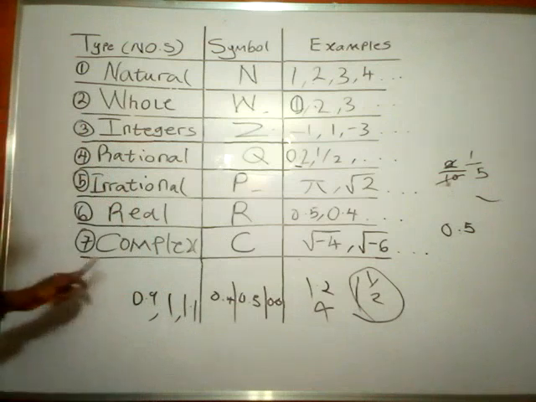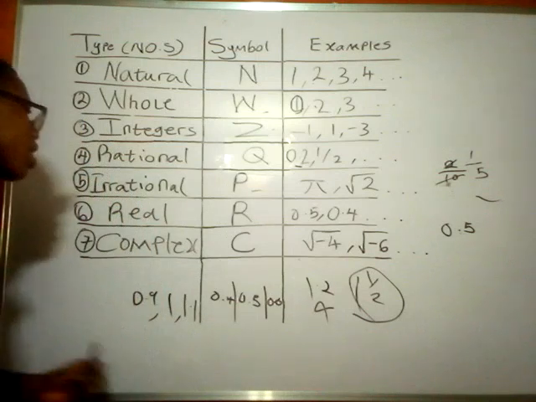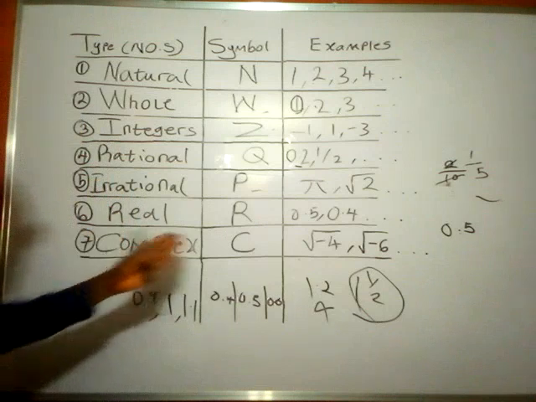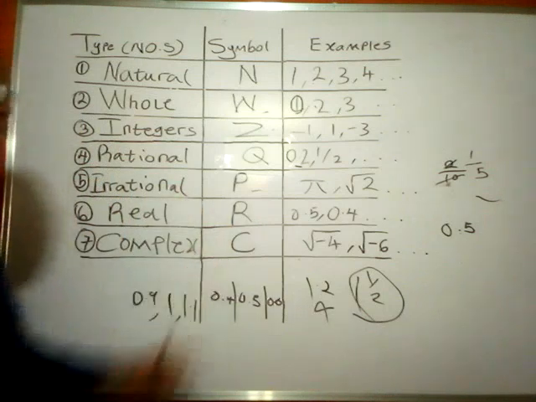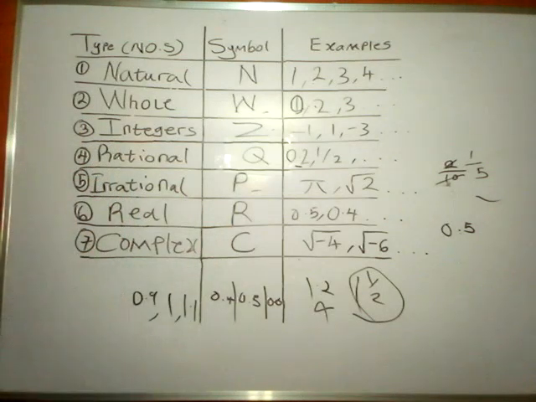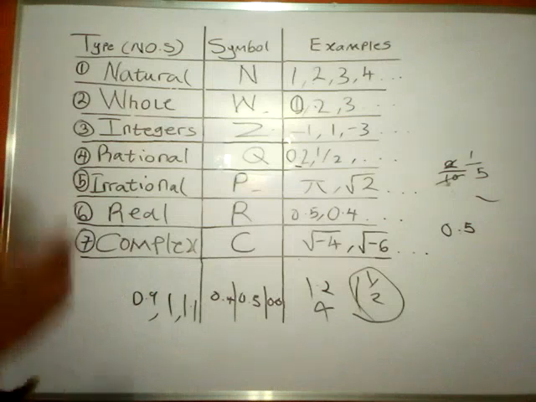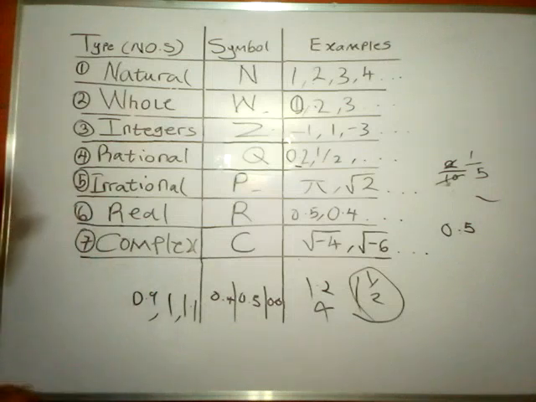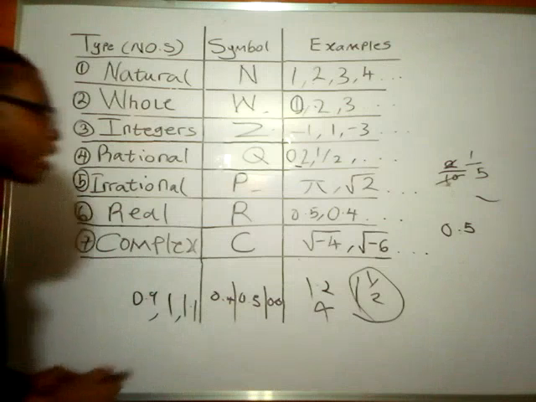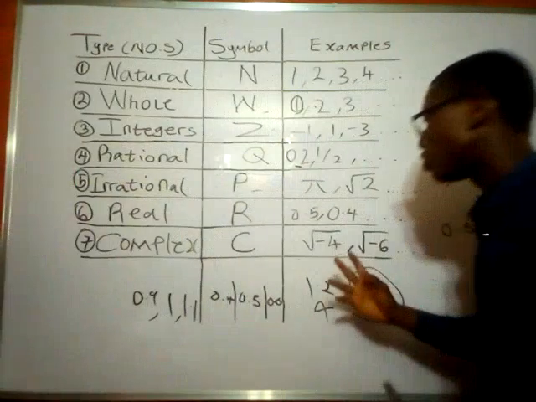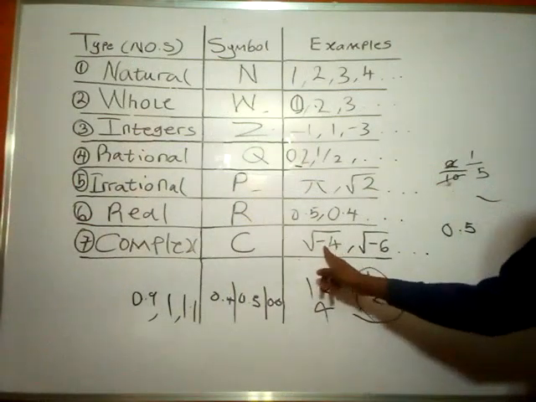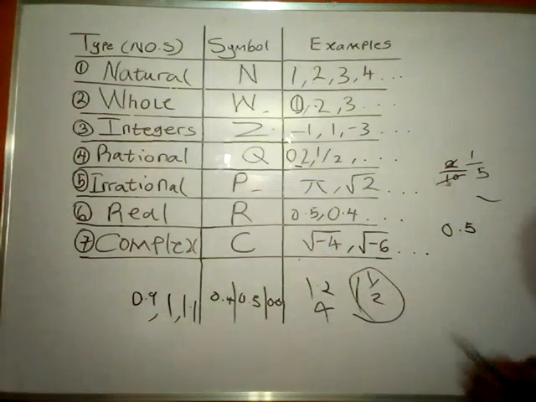So number 7, we have complex numbers. Complex numbers have the symbol C. These numbers are very important numbers in mathematics. They are gotten from the roots of negative numbers. I'll be doing a video explaining how to work with complex numbers.